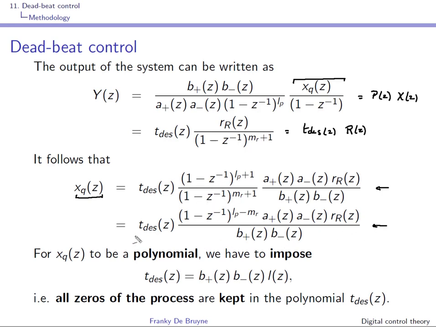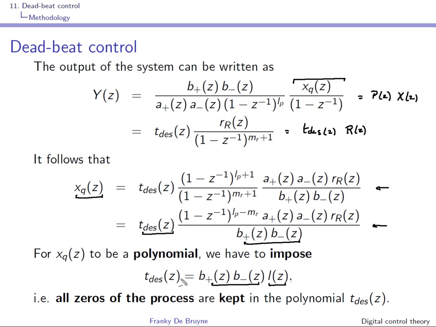This is what you obtain, and you can clearly see that in order to impose that xq is polynomial in z minus 1, this is also imposing that x is going to attain its steady state value in a finite number of steps. In order to impose that, you see here that t desired must be constructed as b plus times b minus times some polynomial L of z, right? And in this way, these ones will disappear and you'll end up with a polynomial in z minus 1.